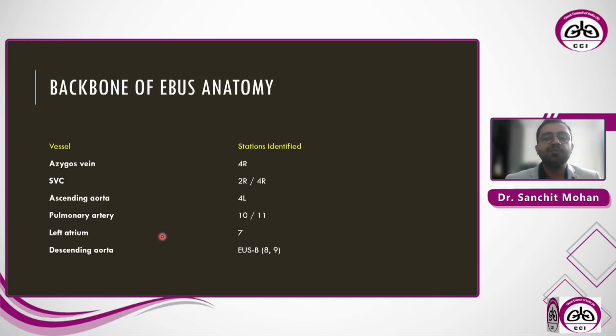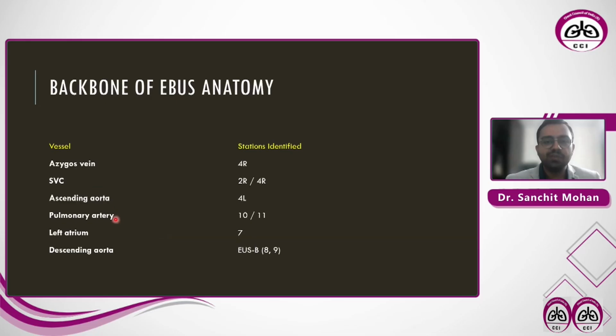So the backbone of EBUS anatomy. What is the backbone of EBUS anatomy? It is the vascular structures. Make this very clear in your mind: if we know the vessels, if we make mediastinal vessels our friends, you can identify the lymph nodes without any doubt, and there will never be any doubt in mislabeling the lymph nodes. If you can easily identify the vessels, lymph nodes can automatically be identified by you.